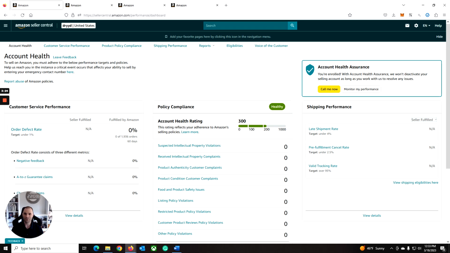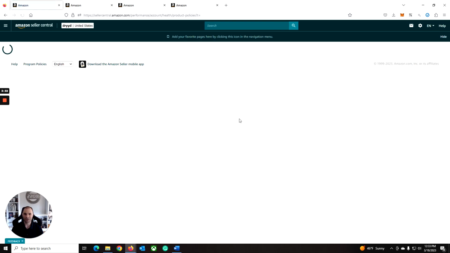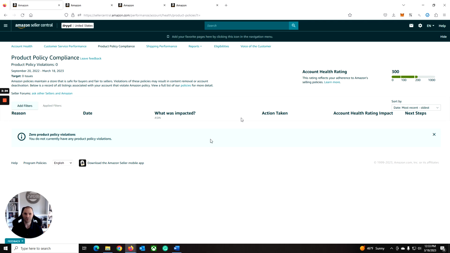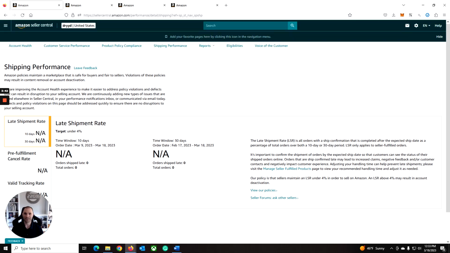Now, when we're in the account menu, we can hop around. We can look at customer service issues. Do we have defects anywhere? Again, product policy. We went over this. There's nothing to appeal here. Our shipping performance shows if anything's late or not correct. And we've got some reports, orders with defects, performance over time, eligibilities.